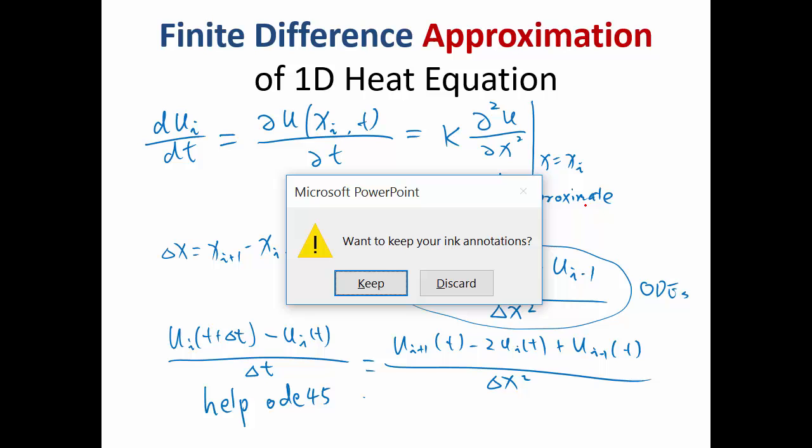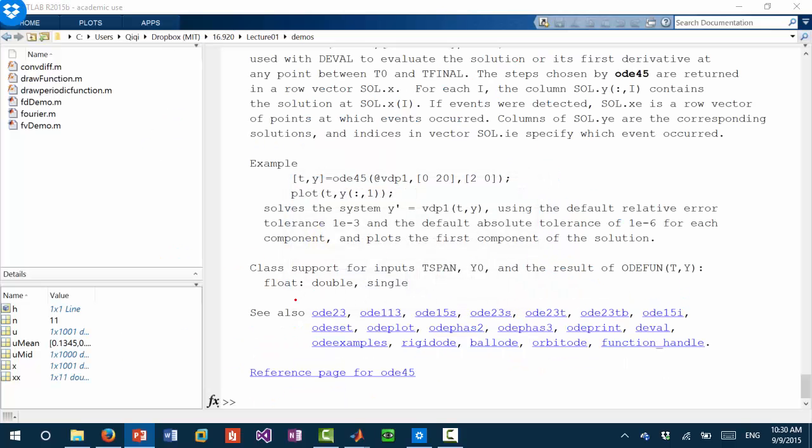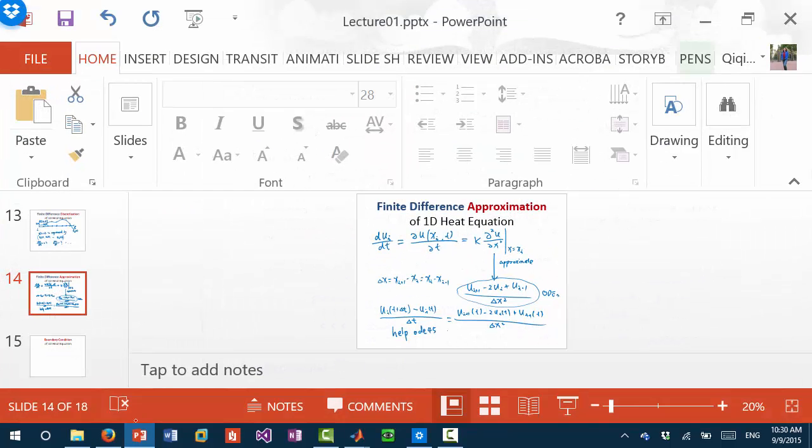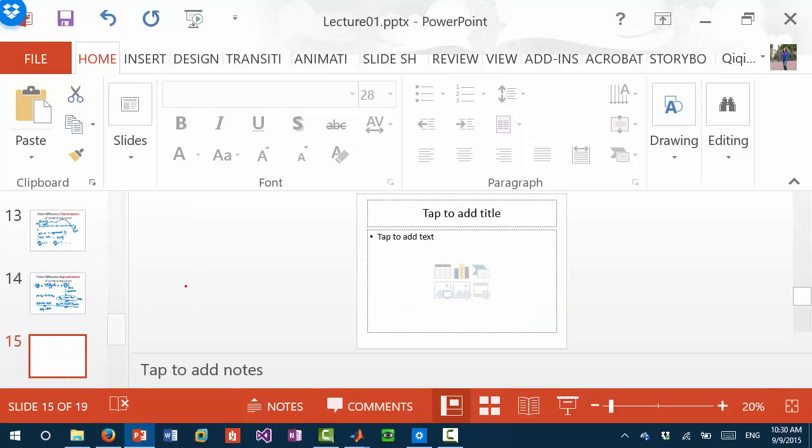Okay, let me do it over here. I'm going to keep my annotations. Let me insert a new slide and go back again. Oops.